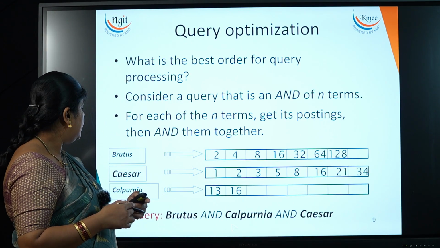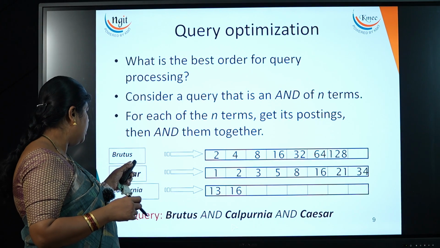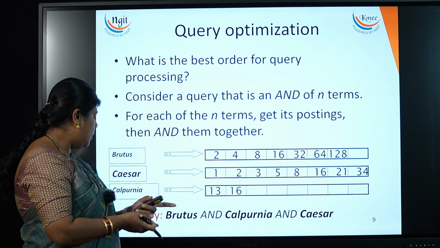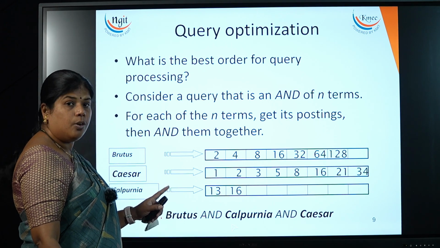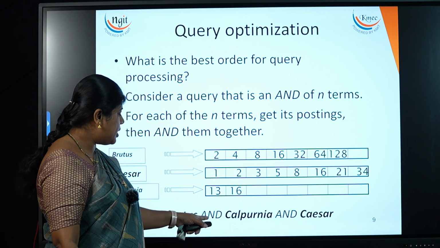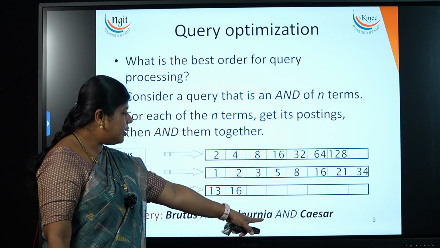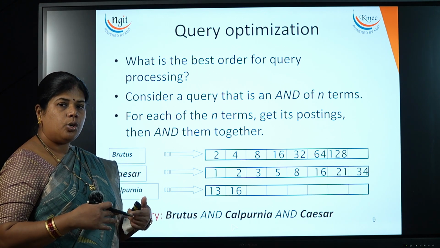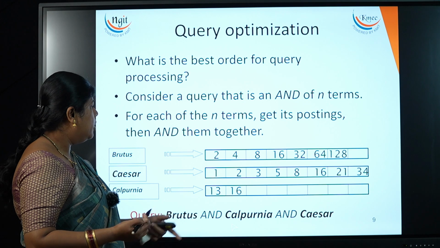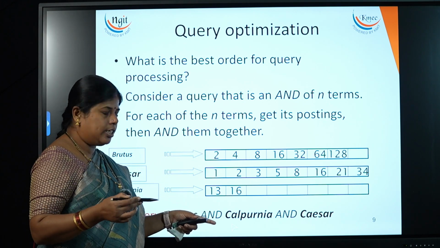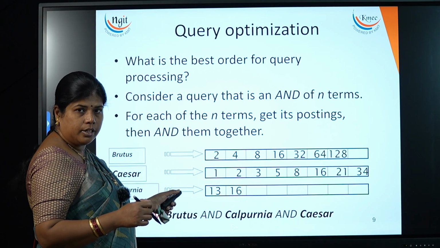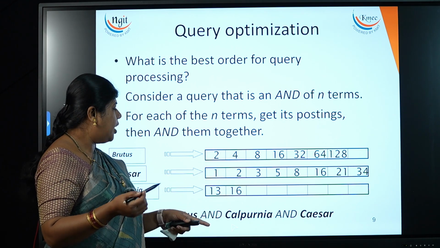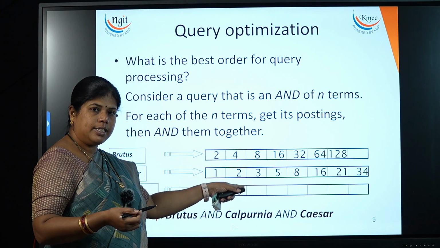Now let us consider another example. Here, what are the terms? Brutus, Caesar and Calpurnia. Now, what is my query? Brutus AND Calpurnia AND Caesar. It means I am trying to make a more complex query in which two Boolean operations I have to perform. First I will locate in the dictionary where these terms are, then I will retrieve the corresponding postings. Then, as the answer, again apply merge on all these three.